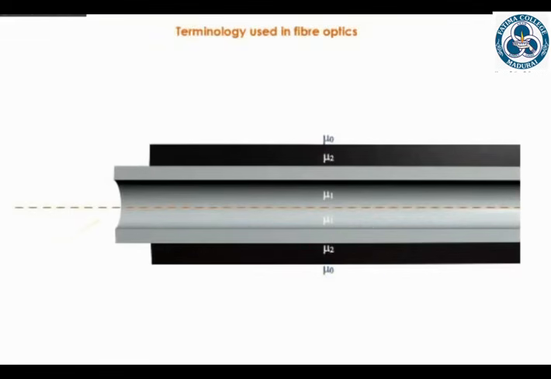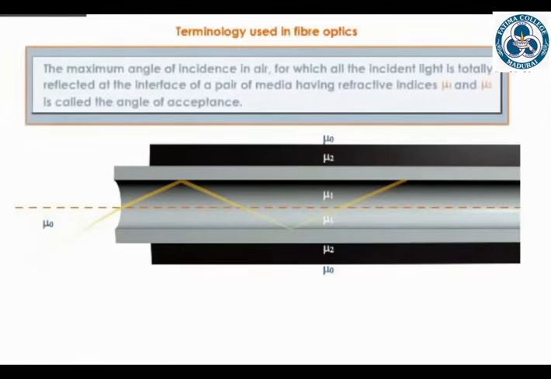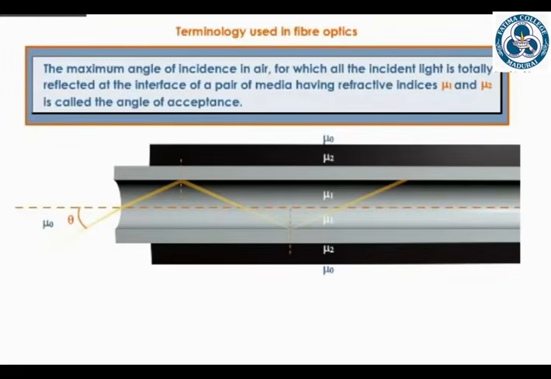Then let us see the terminology used in fiber optics. Here you can see a ray of light traveling from air of refractive index mu0 into an optic fiber. The maximum angle of incidence in air for which all the incident ray is totally reflected at the interface of a pair of media having refractive indexes mu1 and mu2 is called the angle of acceptance.